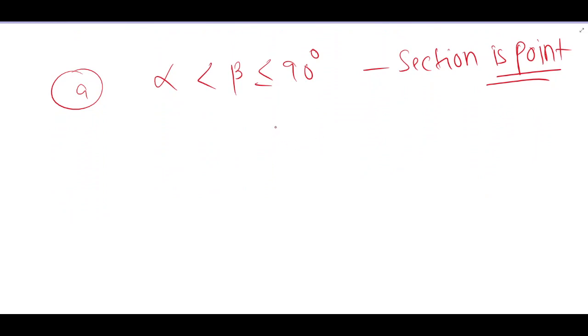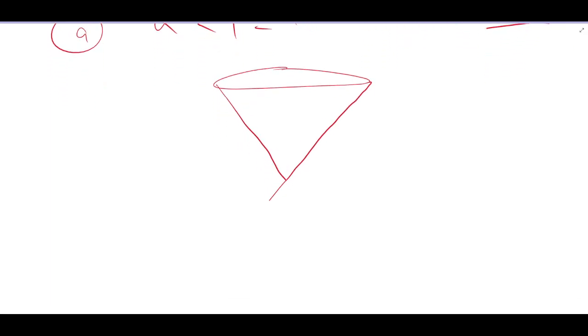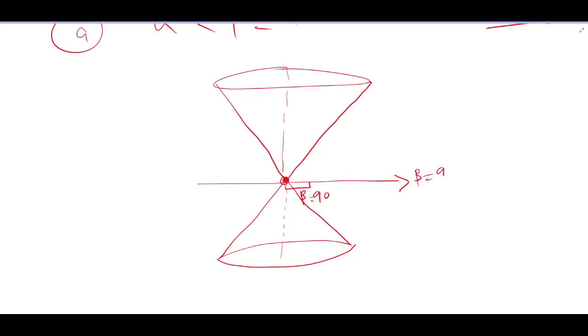That is, if this is a cone, and this is an upper cone and this is a lower cone, and a plane cuts at this point at an angle beta equal to 90 degree, so this angle is 90 degree and this is a vertical axis, so we get a point as a section where beta is 90 degree. So the section is a point.